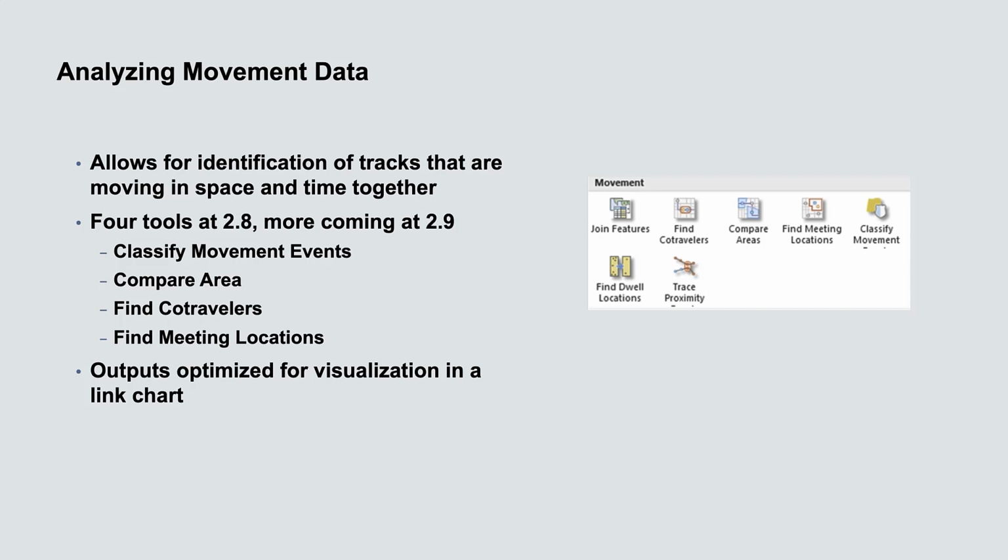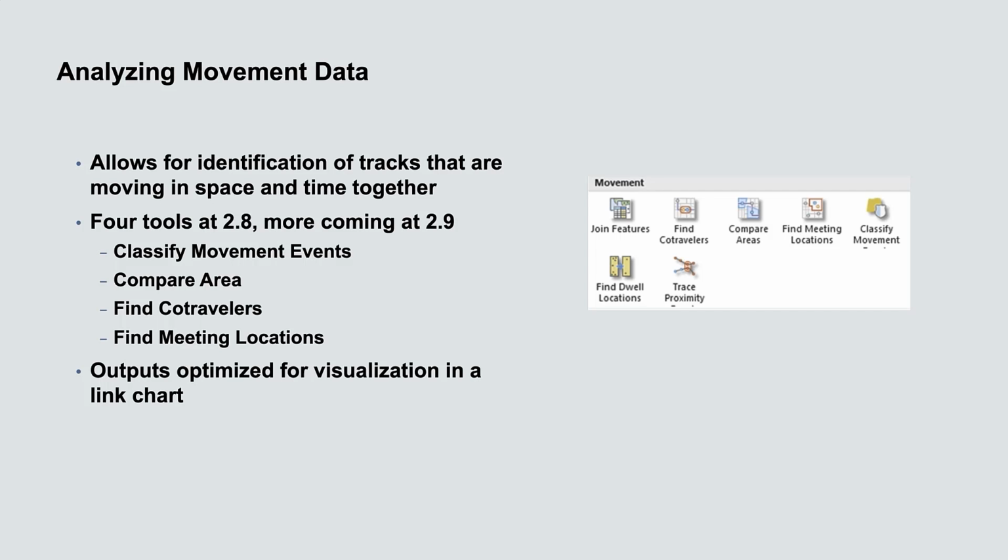Find co-travelers allows you to identify who is traveling together in both space and time. So you can set a defined distance boundary and a time boundary, and if individuals are traveling together and they consistently are within 100 feet and 10 seconds of each other, they're assumed to be co-traveling. So this tool helps you identify those.